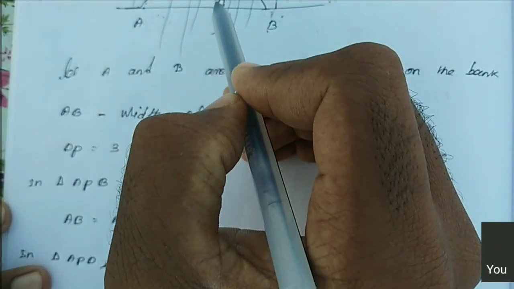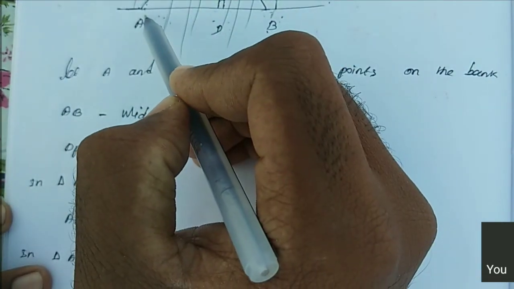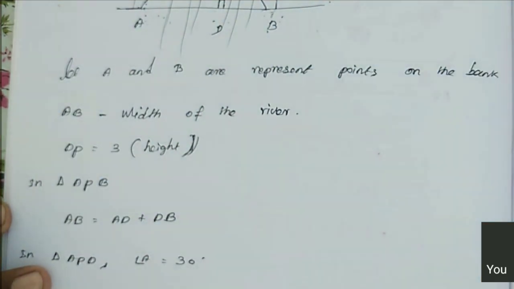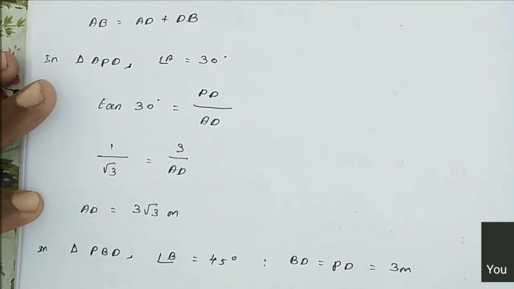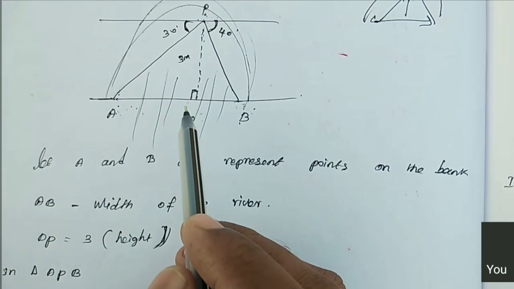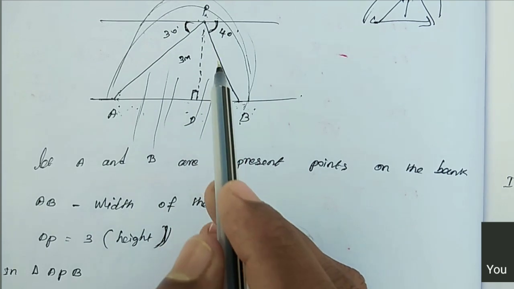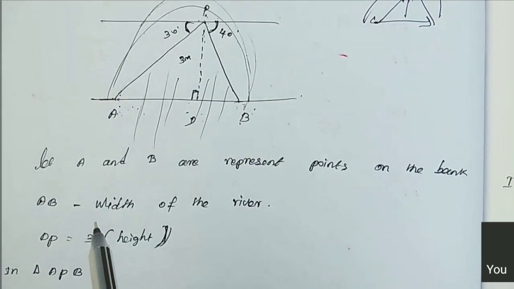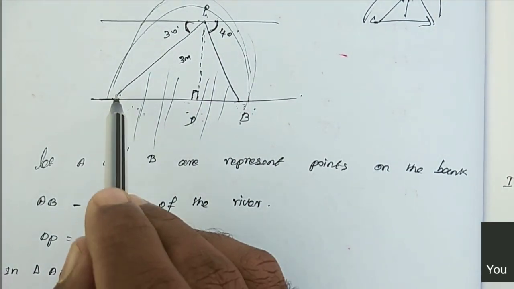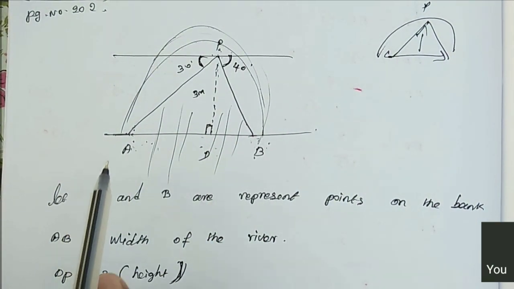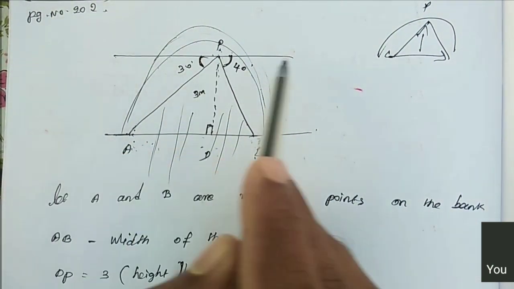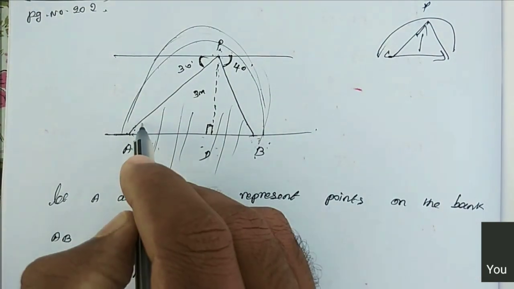First, you can consider this right angle triangle, triangle ABD. Are you clear? Now we can consider the triangle ABD. In this ABD, what is the angle A? Can you guess what it is? These two lines are considered as parallel lines. Then what is the angle A?